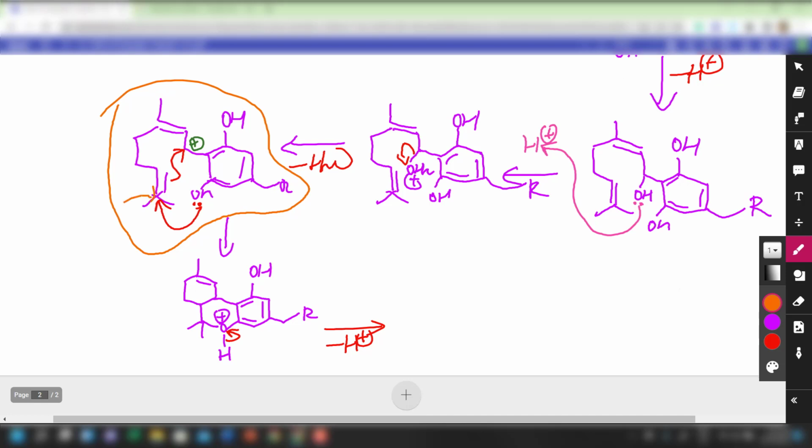Over here, you might be asking, can I generate a tertiary carbocation first and then the phenolic OH attack it? No problem, you can do that if you want to. Remember that you're supposed to propose a mechanism. A reasonable mechanism will do, not something overly complicated.